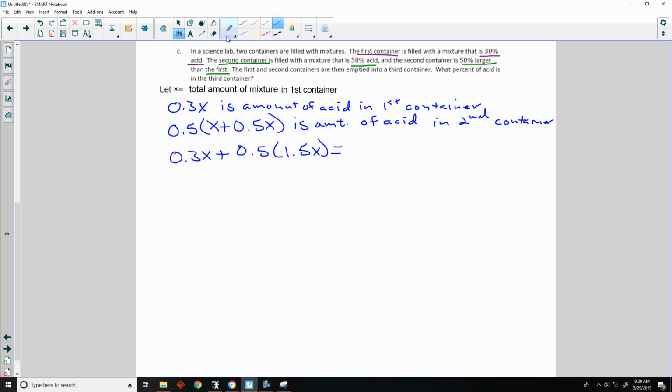Let's see, I don't want to do it equals, let's just work it vertically. So 0.3x plus 0.5 times 1.5x is 0.3x plus, well, 5 times 5 is 25. That would be 0.75x. Half of 1.5 is 0.75. And then when I add these two, 0.3 plus 0.75 is 1.05x.